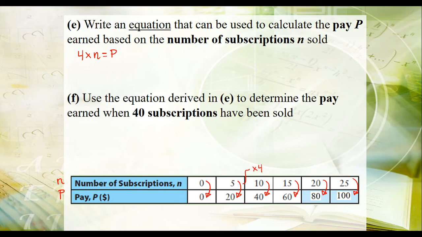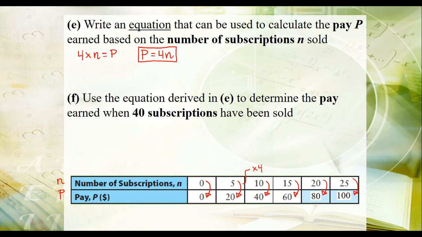Or we can write it the other way around. We can write it with the pay on the left-hand side of the equal sign. And in an actual mathematical equation, we don't need to show that operator between the numerical coefficient and the variable. So we could actually just write down P is equal to 4 times N. Okay. So what this means here is if you take 4 and multiply by the number of subscriptions, that would be equal to the pay.